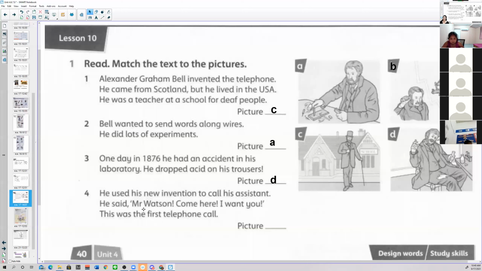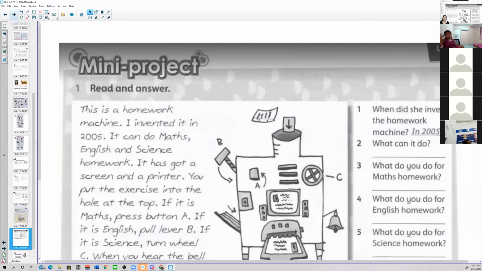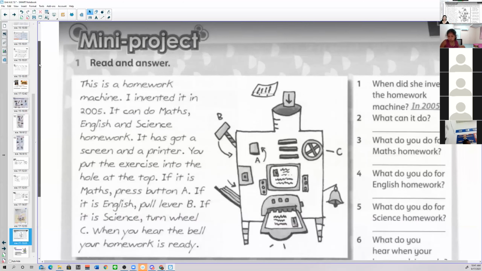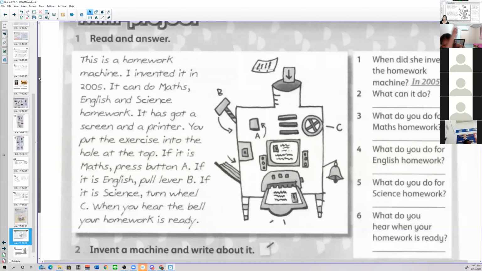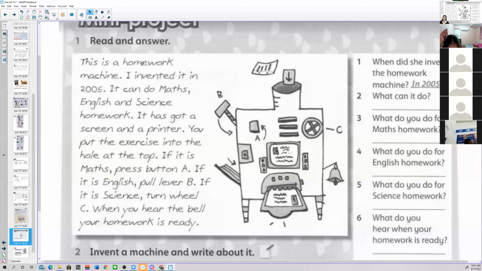He said, "Mr. Watson, come here, I want you." This was the first telephone call. B. Isn't that amazing? Without him thinking of that, I don't know where we'd be right now. Probably just staying home and doing nothing, without learning online. Right. Here, next page on the mini project. You read and then answer these questions.